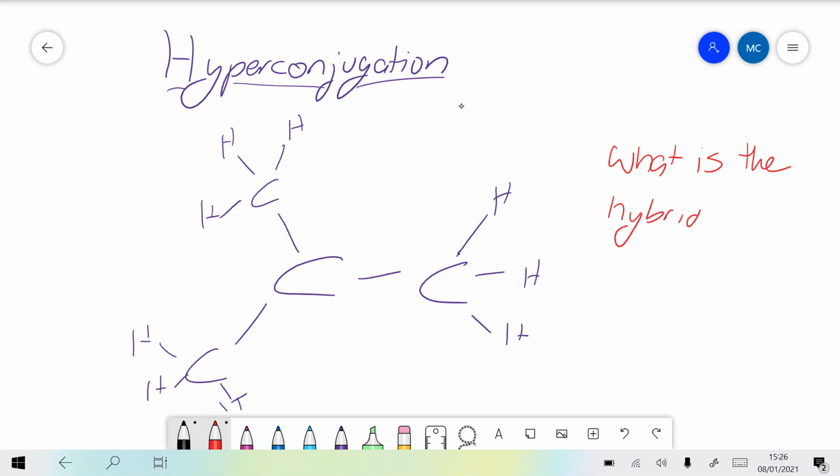Who can answer? sp3, okay. Anyone? So I had sp3 in class. And what do you think? Me? What is the hybridization of any carbocation? I'd say sp3 as well, I'm not sure.